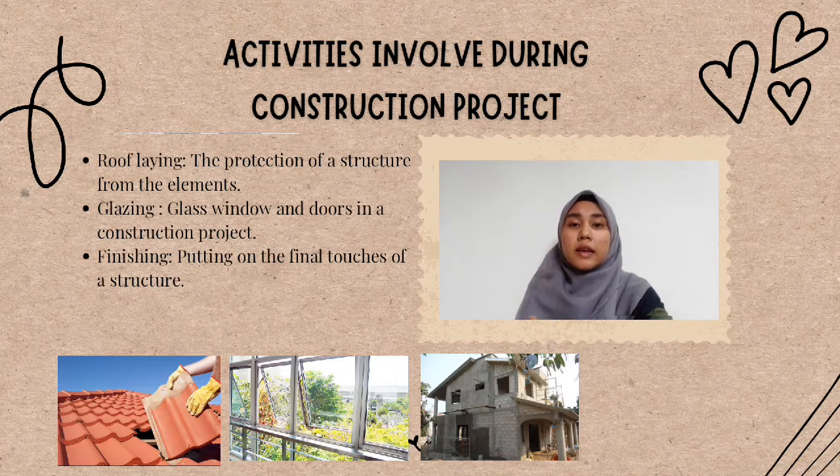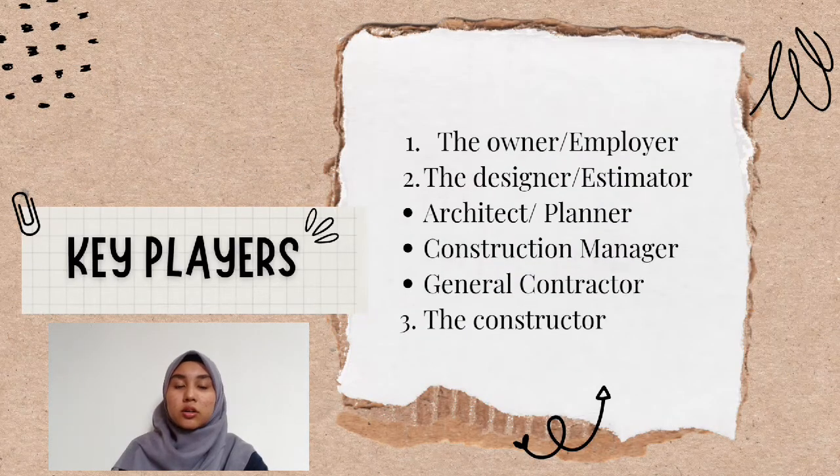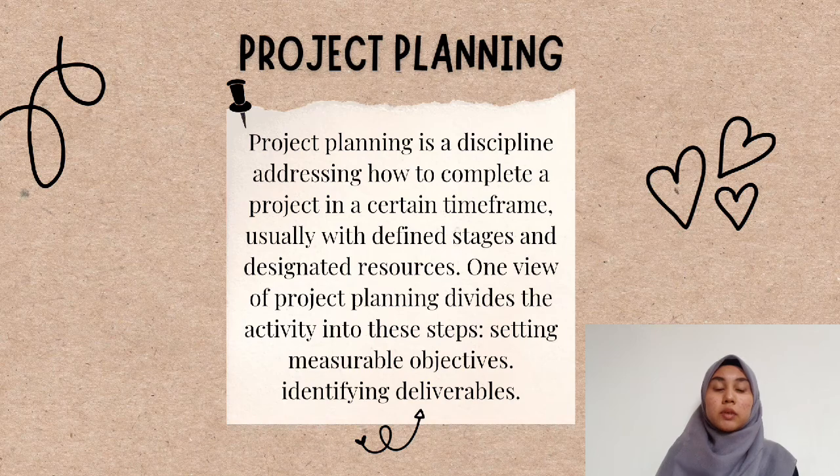So these are 11 involved there in this content. One is about key players. Okay, so there are 3 persons that involved with the key players, which are the owner or employer, the designer or estimator, which included architect or planner, construction manager, general contractor, and lastly is the person that involved is the constructor. Full content in my video is about project planning and controlling, but we talk about project planning first.